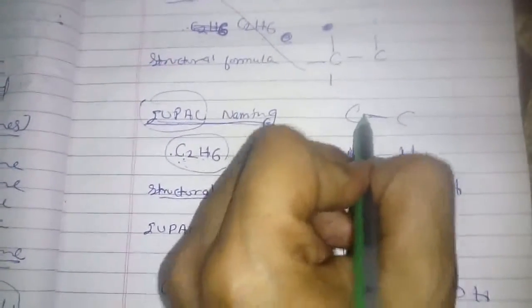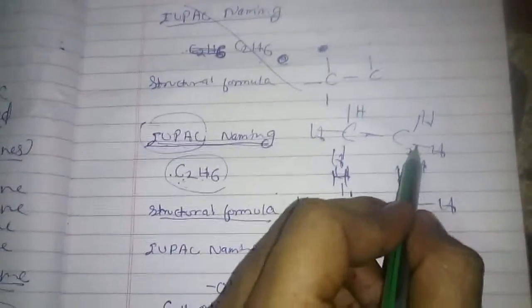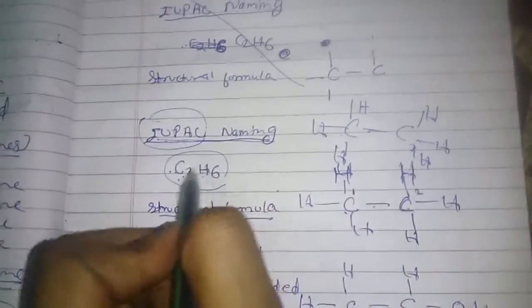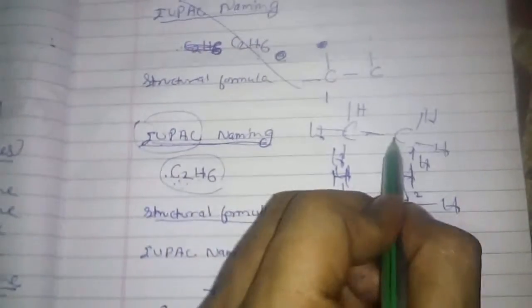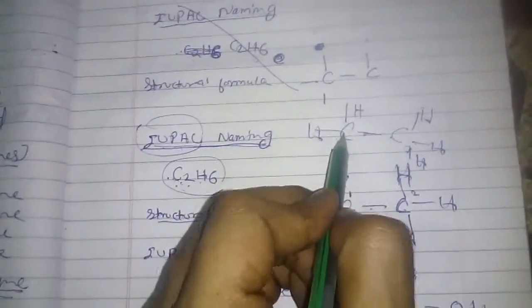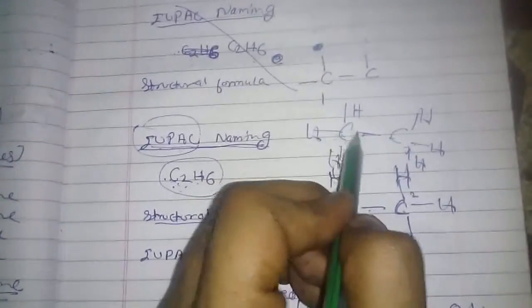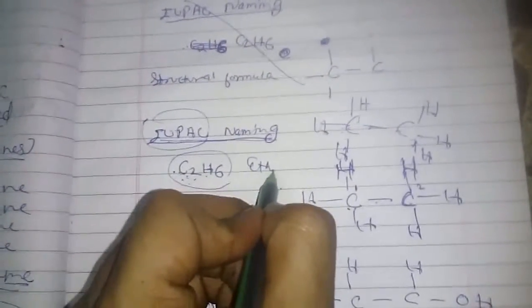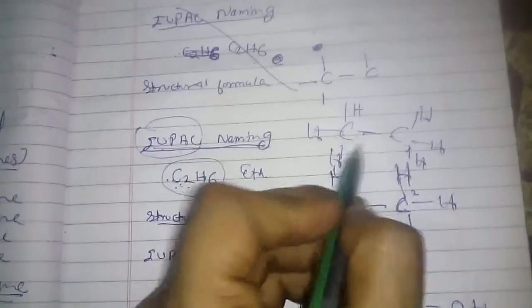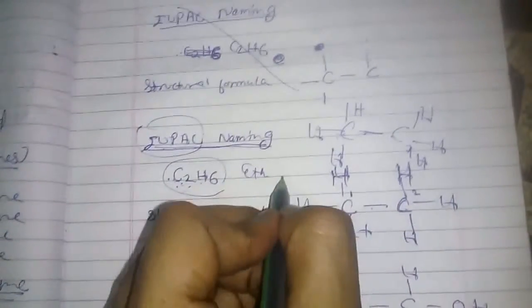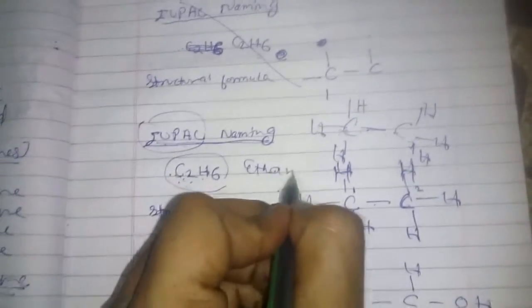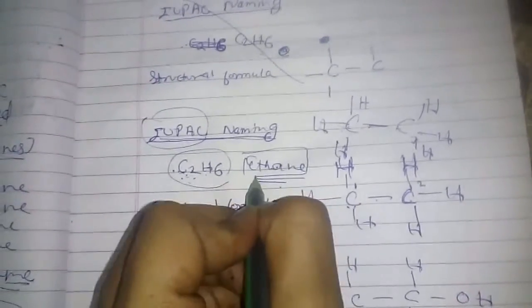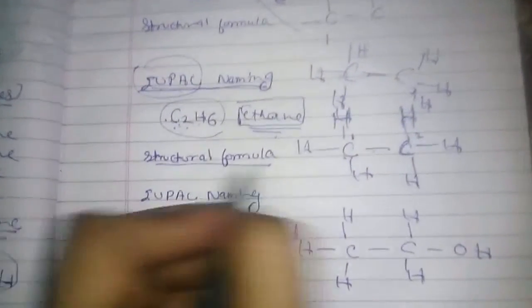Let us take first a single bond. 1 2 3 hydrogens here, also the same here. Everything is being used: 3 hydrogens here, 2 carbons. So this is the compound. The number of carbons present is 2. As we know, methane, ethane, so it is ETH. The parent name is ETH, and the presence of a single bond means it's an alkane. So it will be ethane. Like this we can name it. Similarly for others also we can do the same.